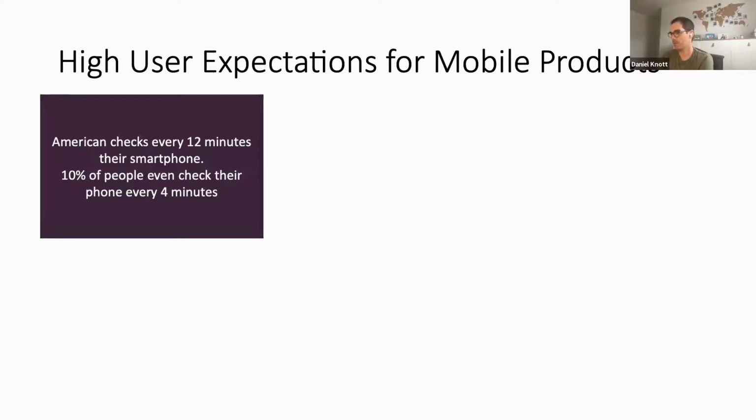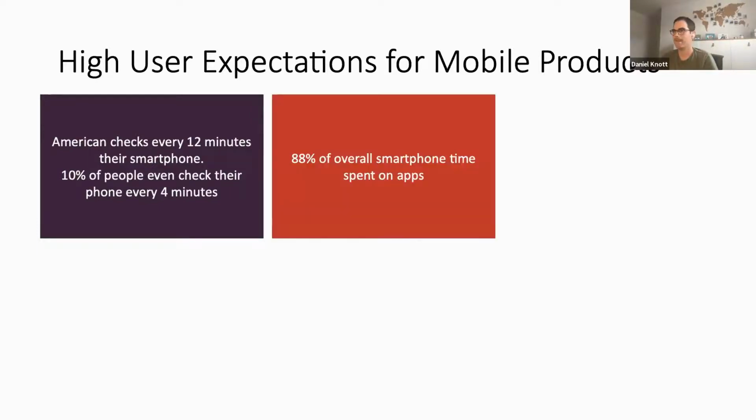And they spend lots of money on the device itself. I mean, if you look, there are really expensive devices on the market. And if you spend lots of money on a device, at the same time you also expect the software that is running on the device to be really smooth and perfect. Let's call it perfect. 88% of overall smartphone time is spent on apps.